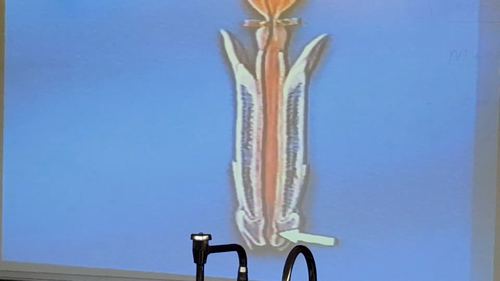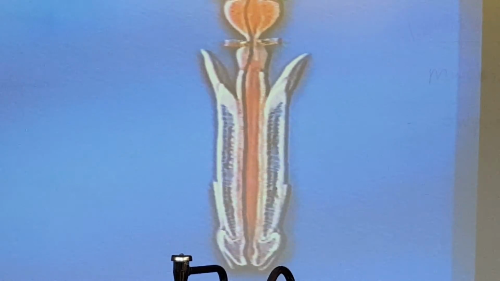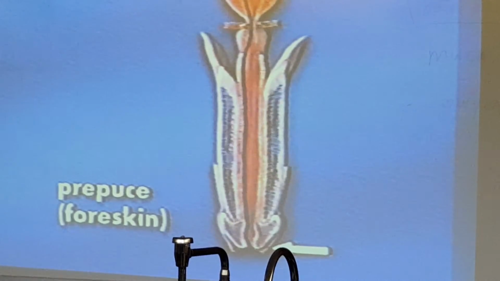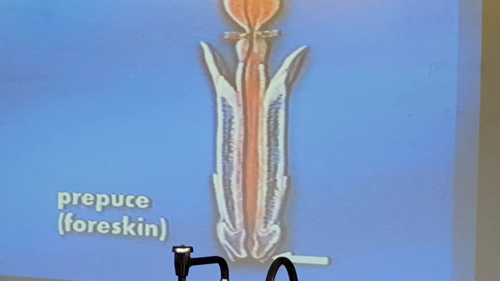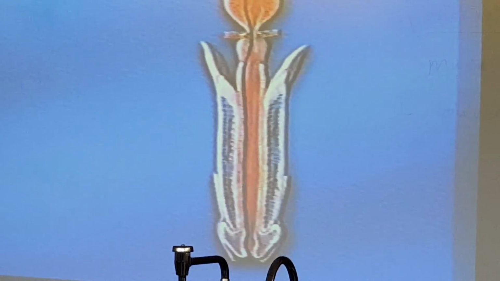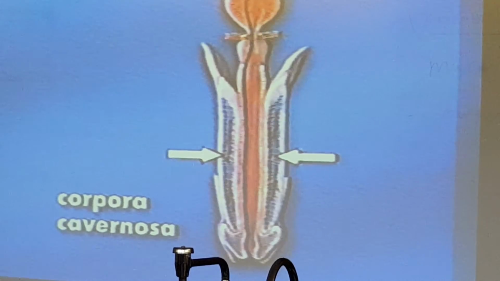The opening of the urethra in the glans penis is the external urethral orifice. A cup of loose skin, called the prepuce or foreskin, surrounds the tip of the glans penis. There are also paired dorsal erectile tissues called the corpora cavernosa, or singularly called a corpus cavernosum.